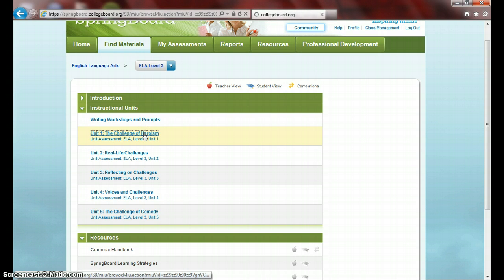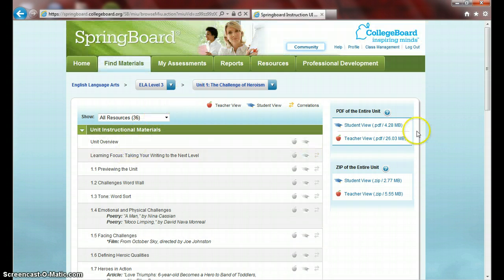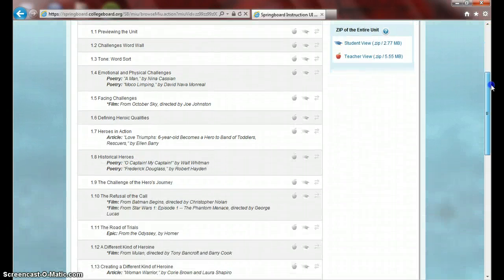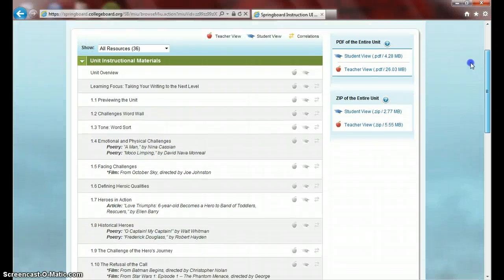So click on the unit that you're planning for, and sometimes you'll find that the Springboard site takes a little bit. When you click on the unit, you will see the table of contents like you would just looking in the book. The first place I would start would be with the unit overview.